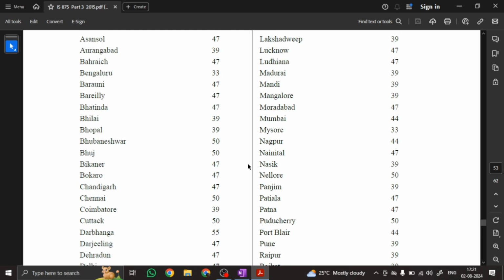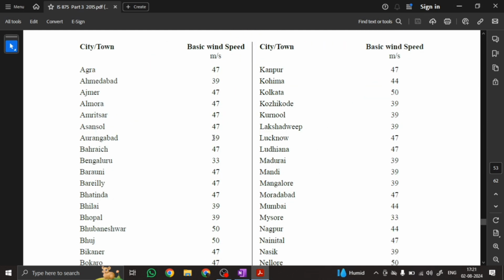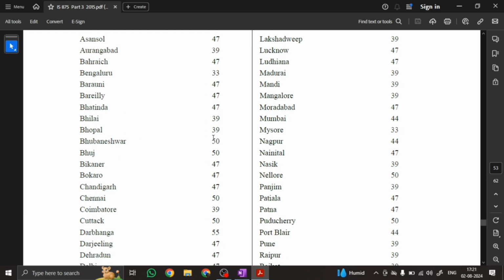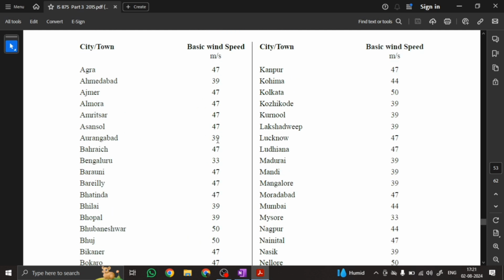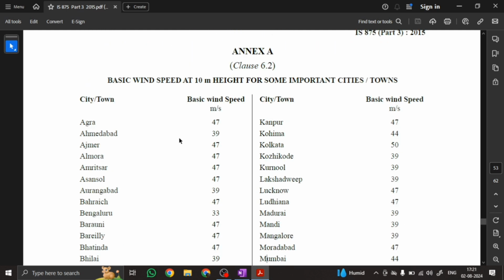Some cities are added in the amendments that we don't have in this code book. We will see that also. See here, Mumbai 44, Mysore 33. Like this you have major cities. This is the wind speed at 10-meter height for some important cities. This is Annex A.